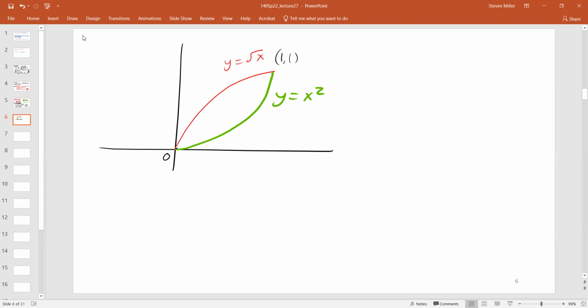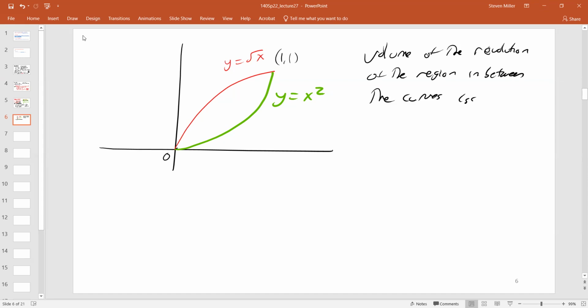Any idea how you would figure out the volume of the rotated region about the y-axis? Yeah, exactly. If I want to find the volume of the region between and rotate it, just do it as a subtraction. So the volume of the revolution of the region in between the curves is obtained by subtraction. And so what we would do is, okay, we're integrating with respect to y or with respect to x if we're going about the y-axis.